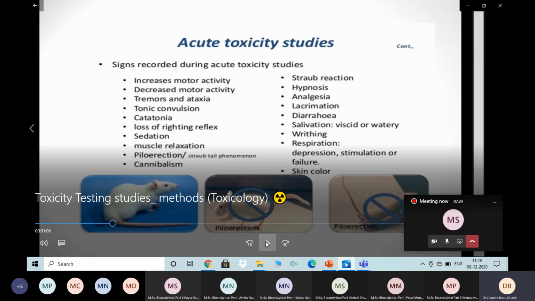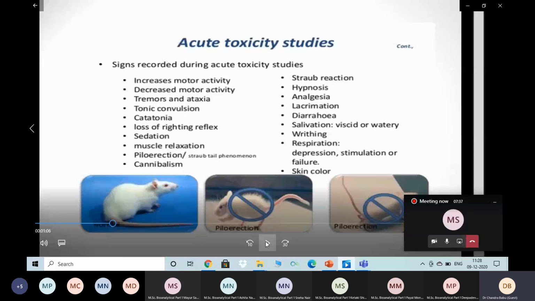So in the acute toxicity studies, the signs which are recorded are increased motor activity, decreased motor activity, tremors and ataxia, tonic convulsions, catatonia, loss of righting reflex, sedation, muscle relaxation, piloerection, that is just called the Straub tail phenomenon.